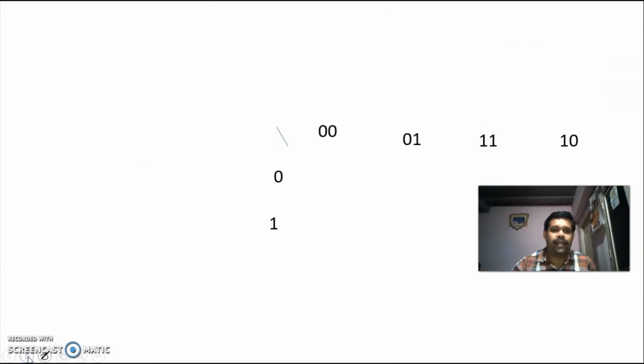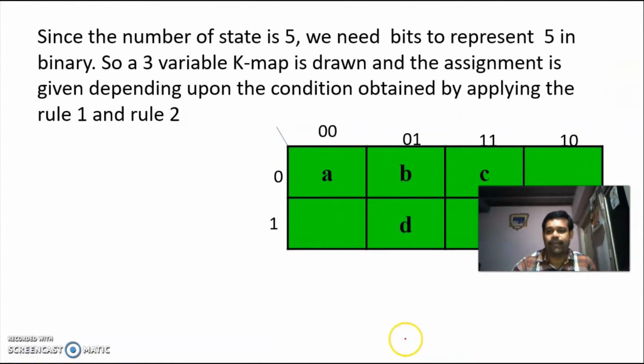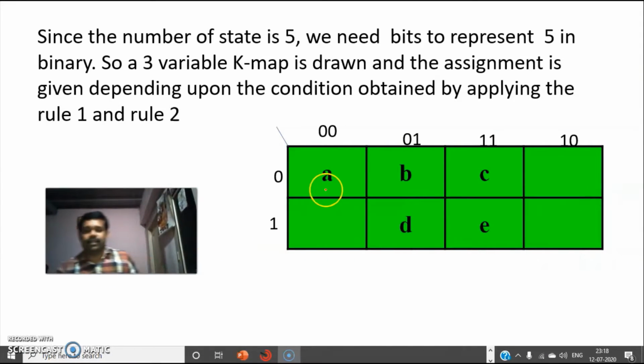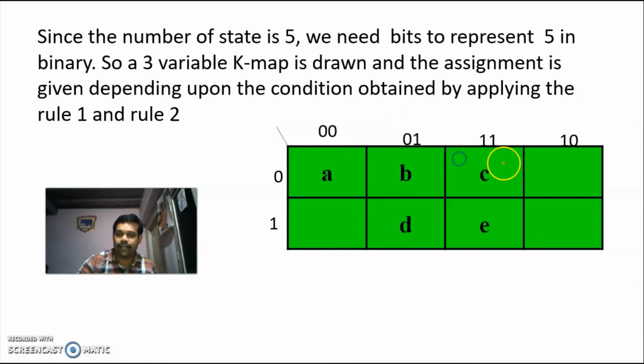Since we need 3 bits to represent 5 states, we need 3 variables. So we draw a 3 variable map, and by applying rule 1 and 2, we understand that B and C should be in the nearer cells of the K map. Similarly, D and E should be in the nearer cells of the K map. And you can write A anywhere in this K map, but writing nearer is better.